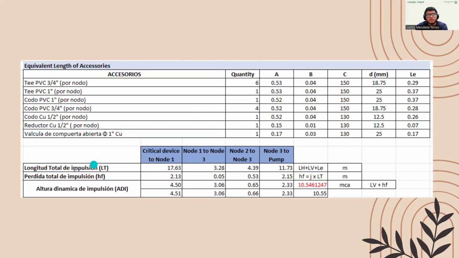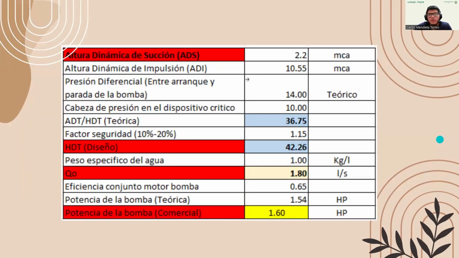With that, we get our total impulsion length, as we can see here, and our total losses, to finally get the impulsion head, that is 10.55. And finally, we can use the sum of these two plus our theoretical value of pressure and a 1.15 security factor to get the value of the potency of our pump, that is going to be 1.6 horsepower.